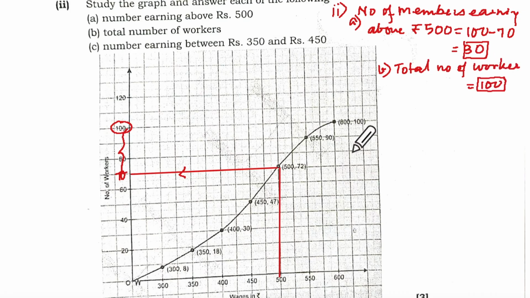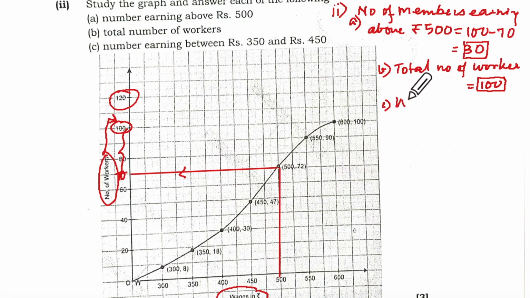Now some of you may have a little confusion saying 600, but no, what is this? This is the wages, and the number of workers is here. So the total number of workers is here, although they have put 120 over there. What is C? Number earning between rupees 350 and rupees 450.